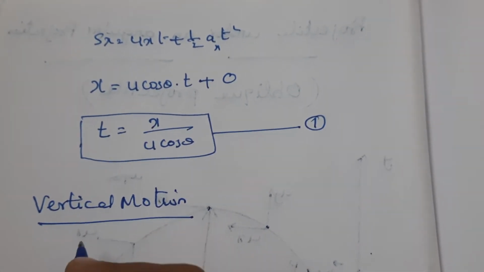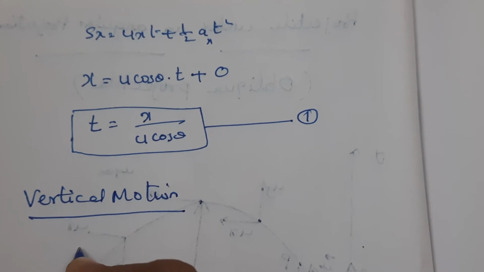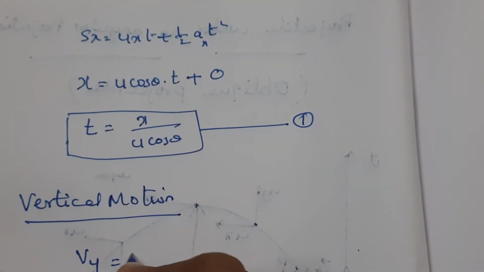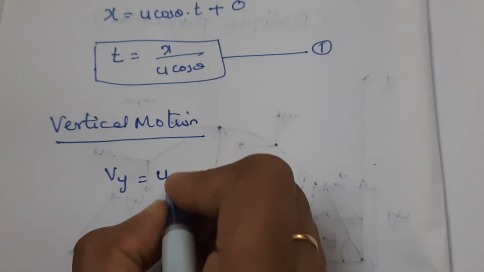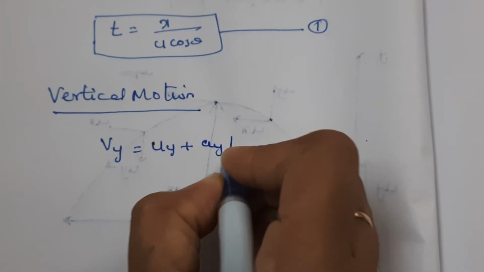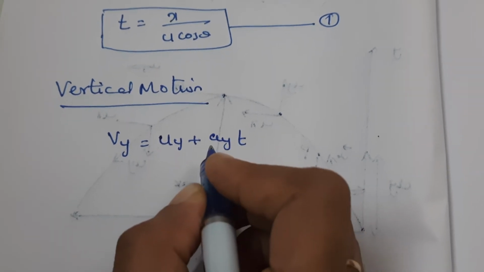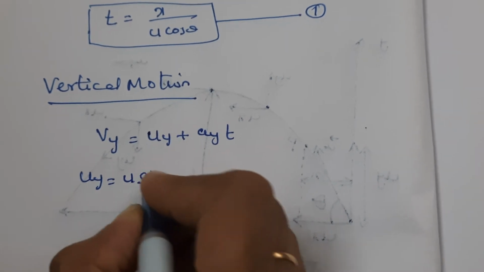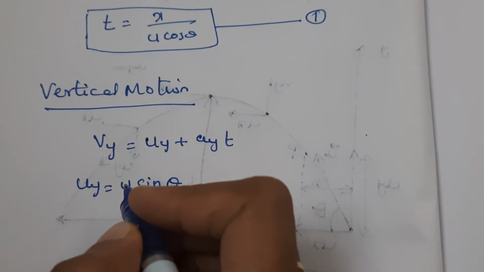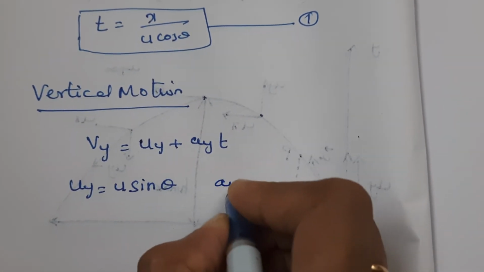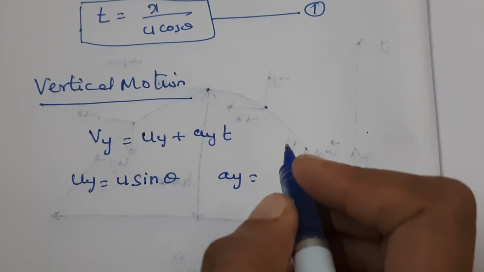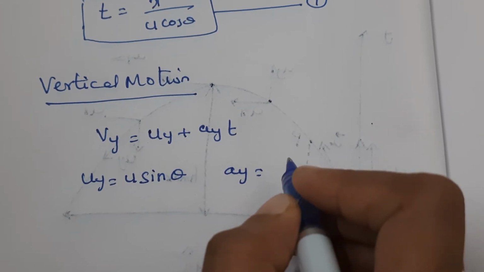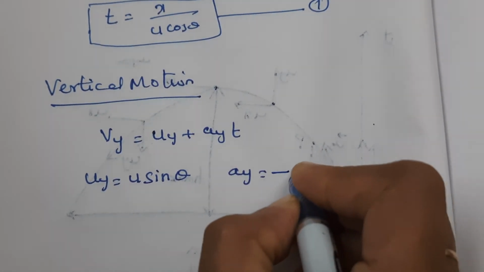So in vertical motion, what is the vertical component of velocity? Same. vy is equal to uy plus ay into t. So what is uy? We know uy, that is the y component of velocity, is u sin theta. What is ay? ay is equal to, that is acceleration due to gravity acts opposite to the direction of motion. So we can write minus g.